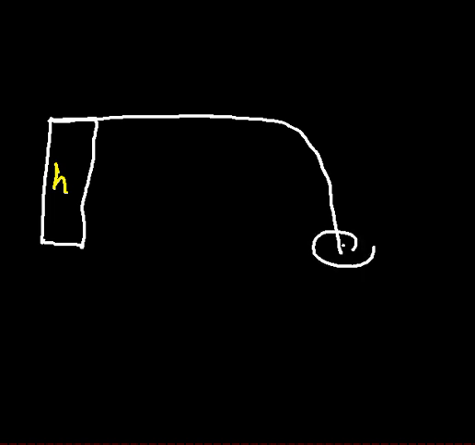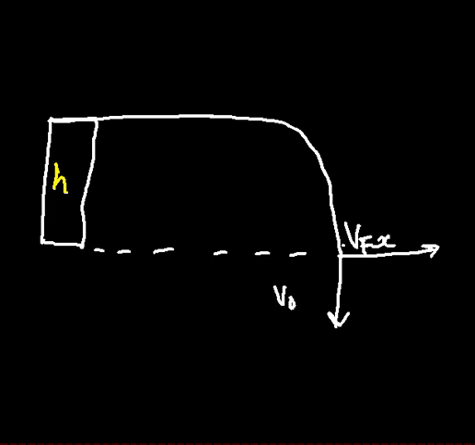And now as the object will be hitting the ground, it will hit the ground with two components of velocities. For instance, the object will have the velocity along x, that is vfx, which means the final velocity along x. And it will have another component of the velocity along y, that is vfy.